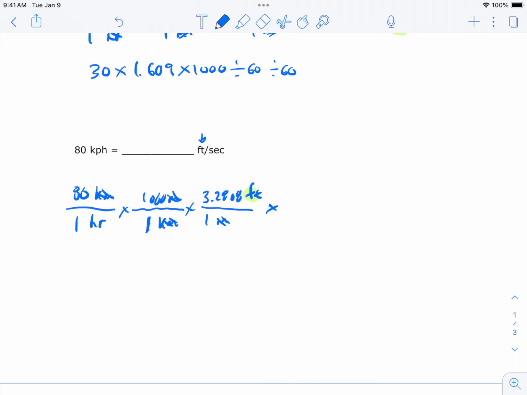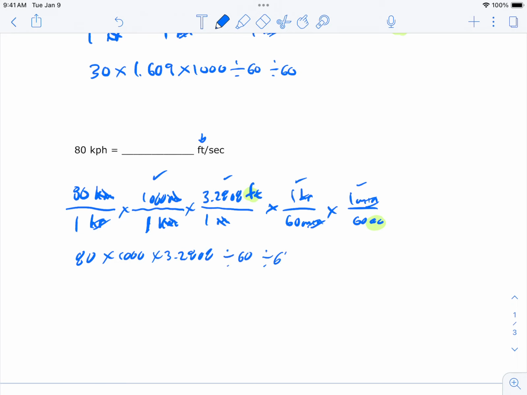Make the hours into seconds. So I got hours on the bottom, put hours on the top, and an hour is 60 minutes, and then a minute is 60 seconds. So the hours cancel the hours, and the minutes cancel the minutes, and the seconds are left. So that's the units of my answer. It's over seconds. And what am I doing here? I'm doing 80. This says times 1,000. This says times 3.2808. This says divide by 60. This says divide by 60.